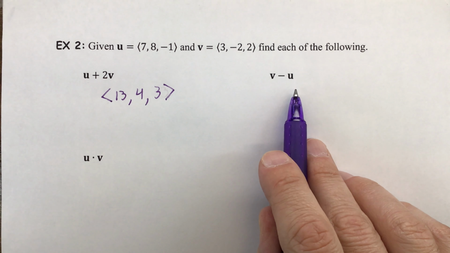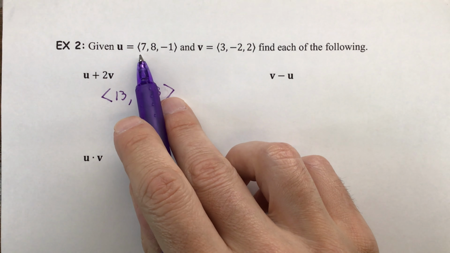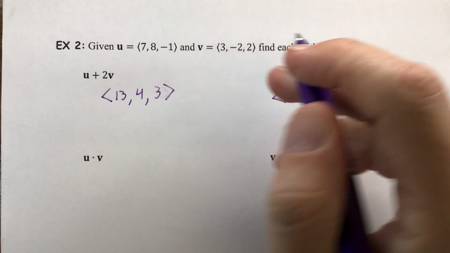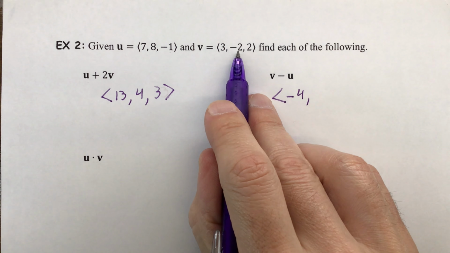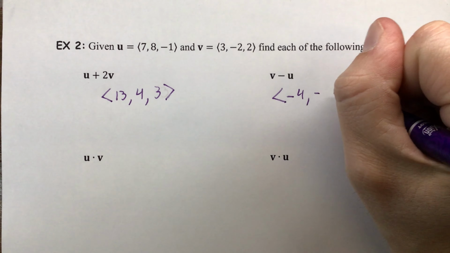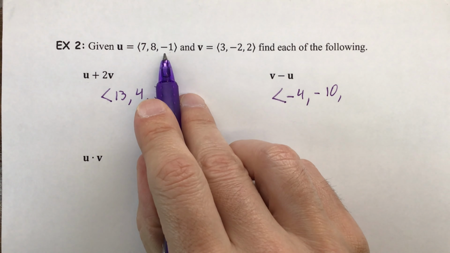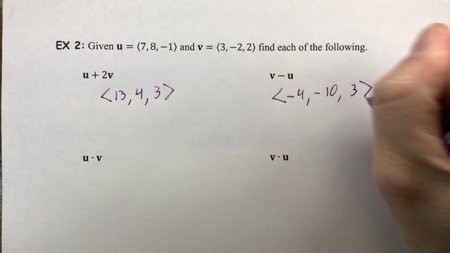All right, V minus U, we're going to start with this vector, subtract the components that we have here. So we've got 3 minus 7, which is going to give you negative 4. We've got negative 2 minus 8, which is going to be negative 10. We've got 2 minus a negative 1, which is actually 2 plus 1, so you get 3.